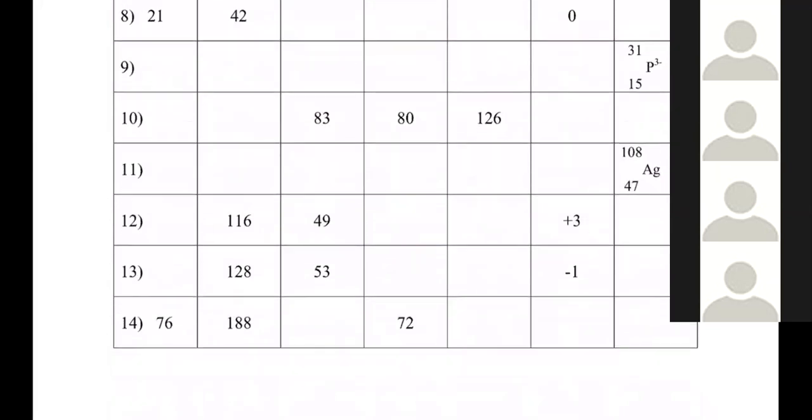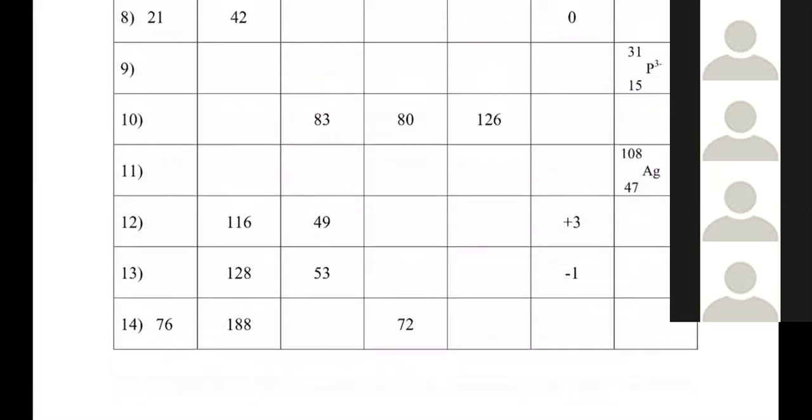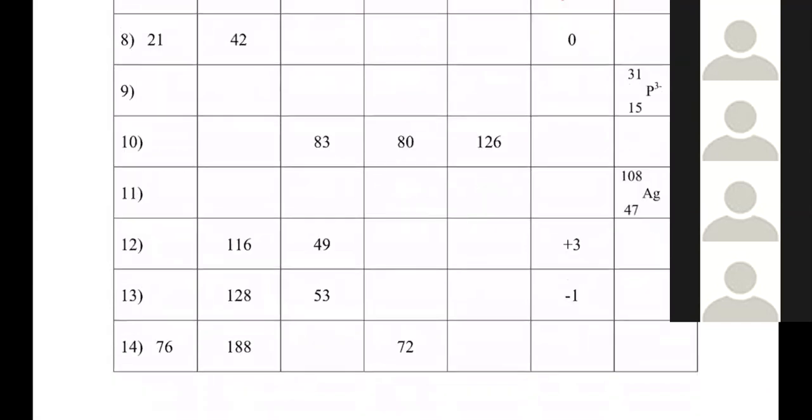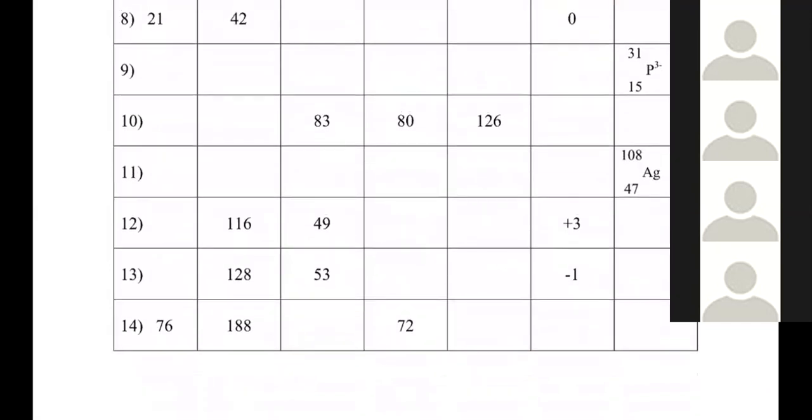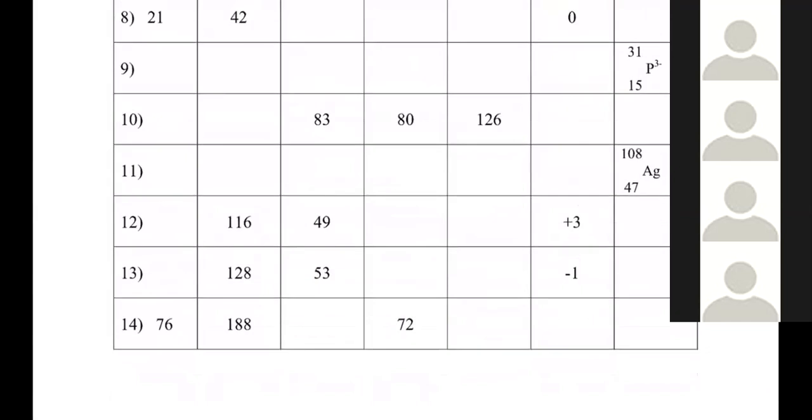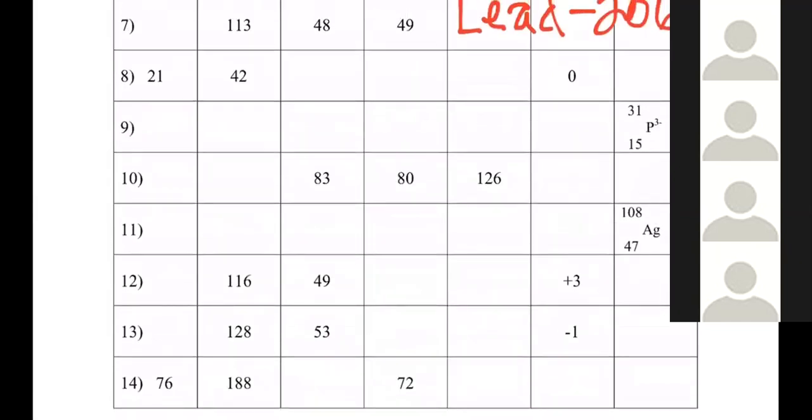11. Okay. All right. So 11. I can do the protons and the atomic number. What's that going to be? 47 and 108. Well, 47 for both of those, and then 108 is my mass number. So that goes in that second column.